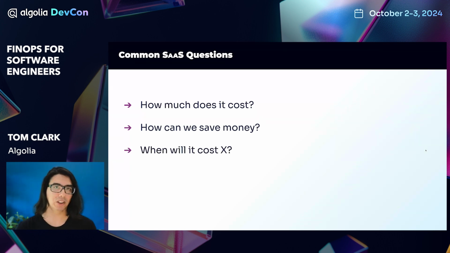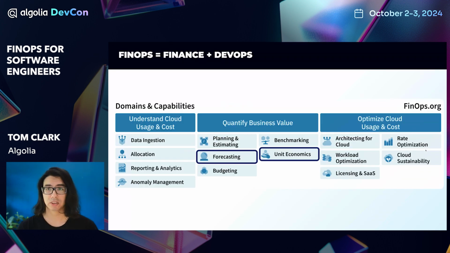And then a much harder question to answer is, when will our product cost some sort of target thing, right? If we're doing cost improvements, when will we actually hit some OKR that we want to hit? That one's pretty hard to answer. And the way that we're going to try and answer these questions is with this concept called FinOps. So FinOps is finance plus DevOps. It's finance thinking plus DevOps thinking.